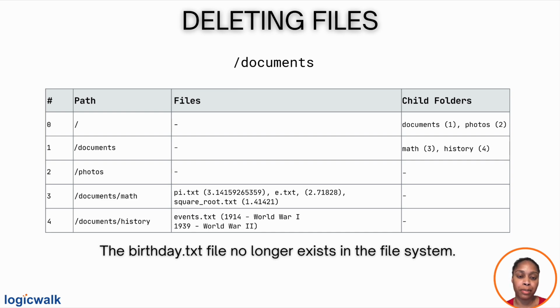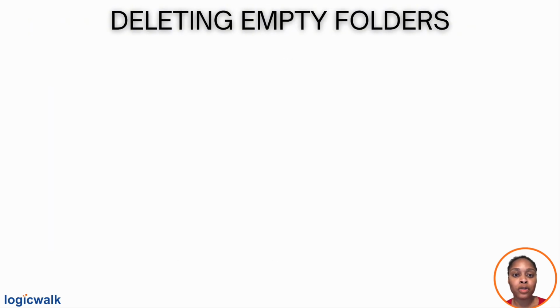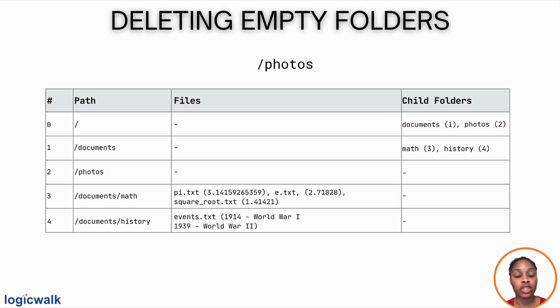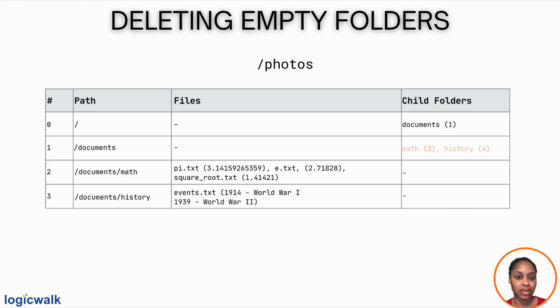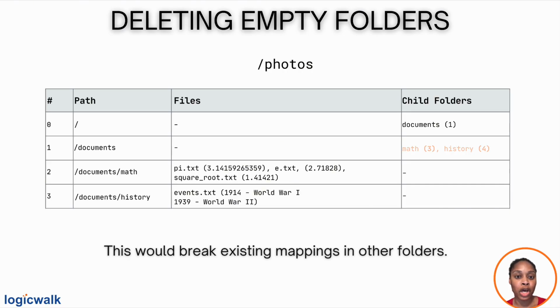Deleting folders is more complicated than deleting files. Suppose we want to delete this folder. The Photos folder does not contain any files or child folders. At first glance, it might seem reasonable for the Logicwalk OS to simply remove it. However, folders in the Logicwalk OS are referenced by their index values. If the OS were to remove the folder entirely, all folders stored after it would shift their index positions. This would break existing mappings in other folders that still reference the old index values.